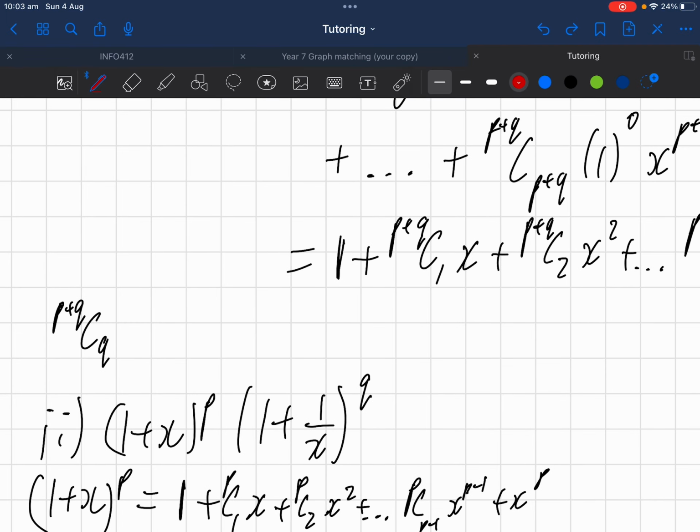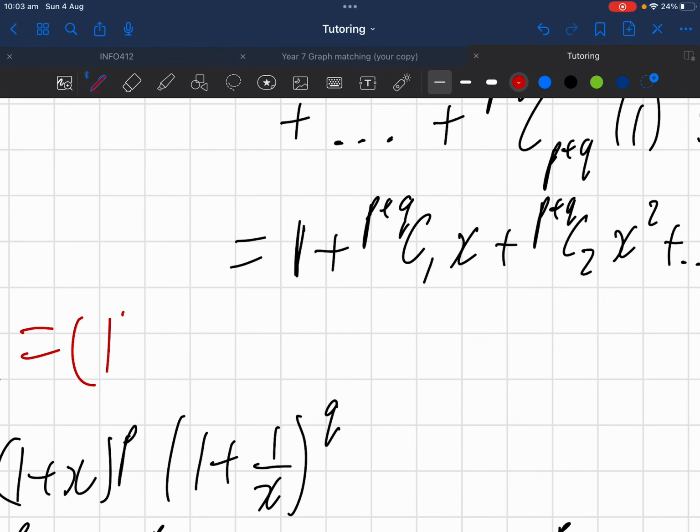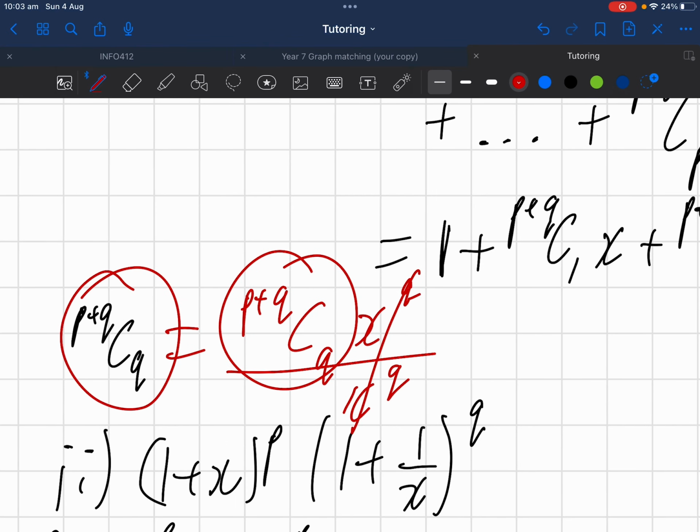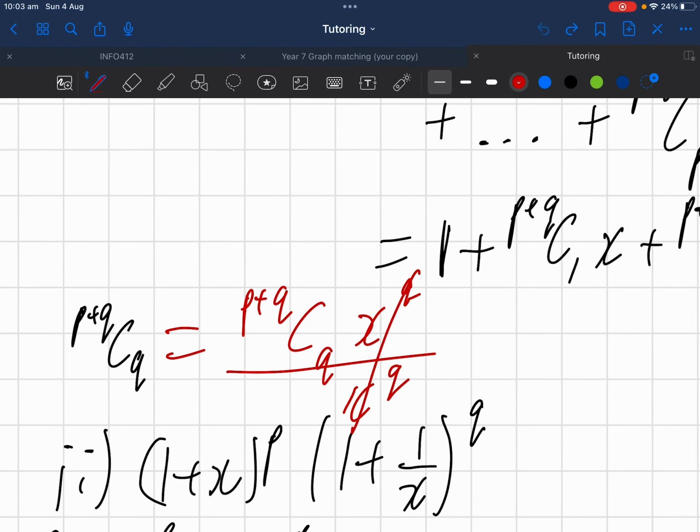And the reason for that is, well, let's find that qth term, right? The 1 bit is always just going to go away, like I said, but the qth term is going to be p plus q choose q, and then the x is going to be up to q, and that's going to cancel with the x to the q. So these cancel and you're just left with the choosing part, which is exactly where we end up. So that's the first bit.